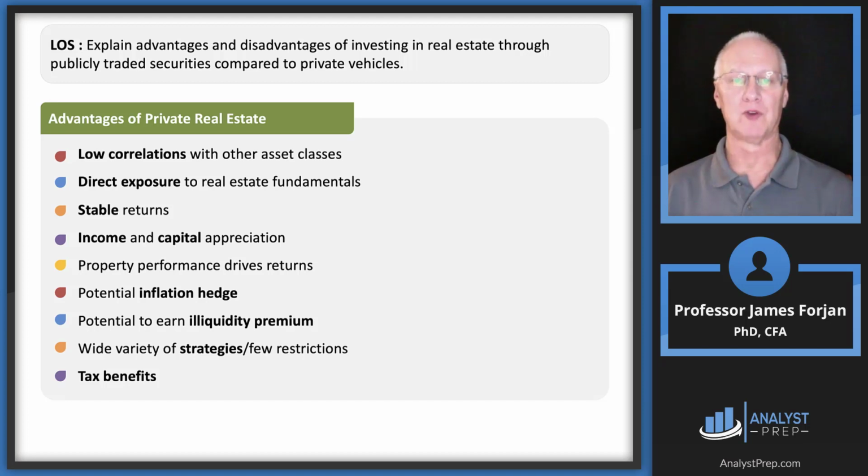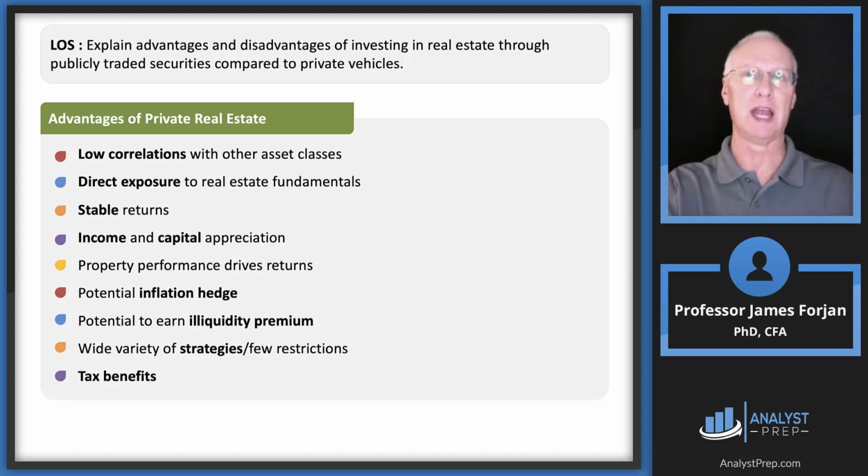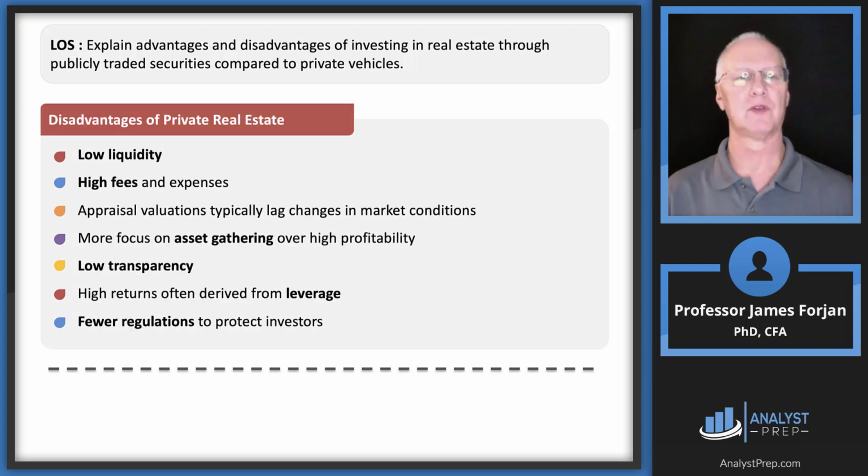Property performance drives returns. So think about Modigliani and Miller telling us that the quality of the asset determines value, and that's certainly true with real estate. Inflation hedge, might be a premium for illiquidity. We talked about that, and tax benefits. Low liquidity, high fees, low transparency.